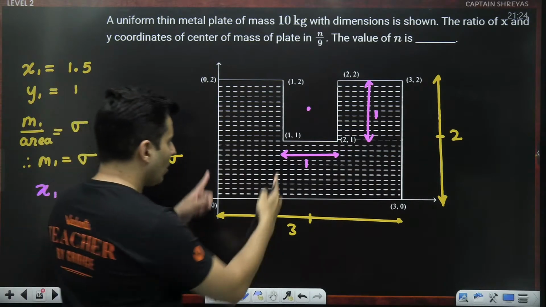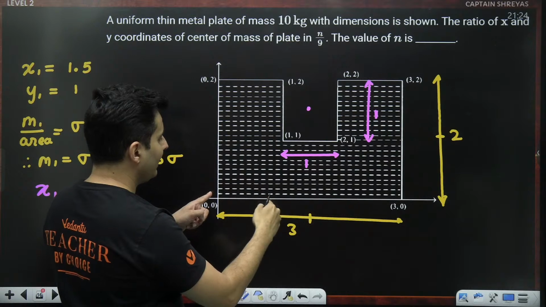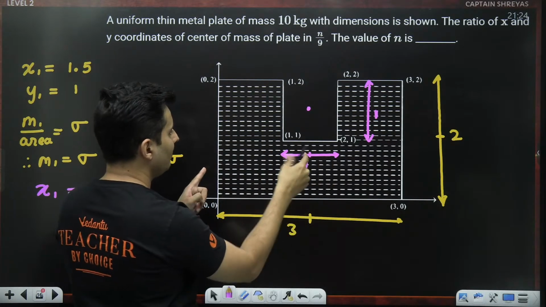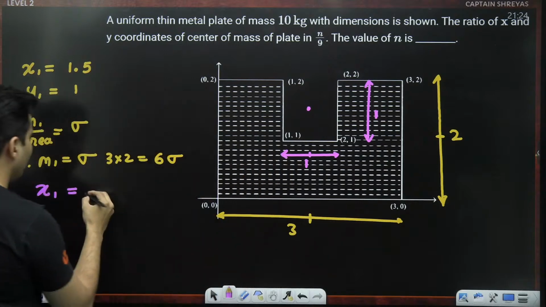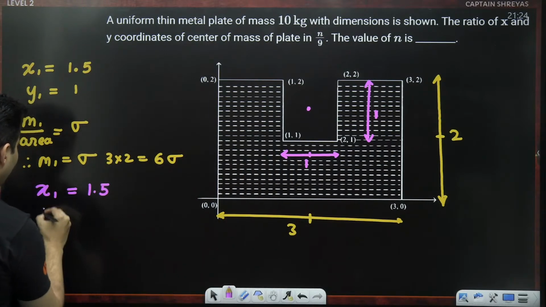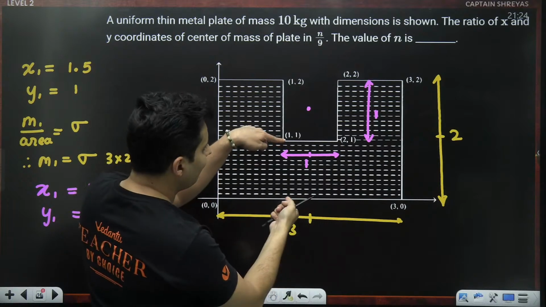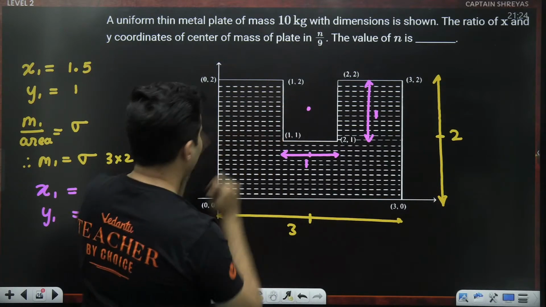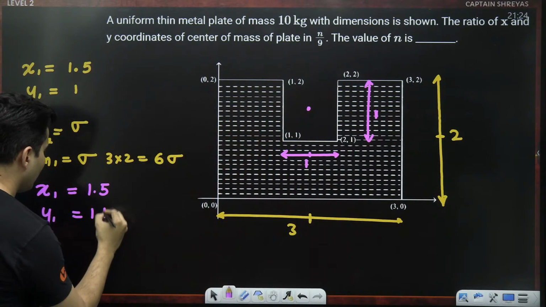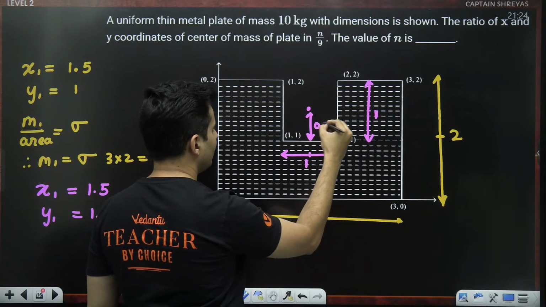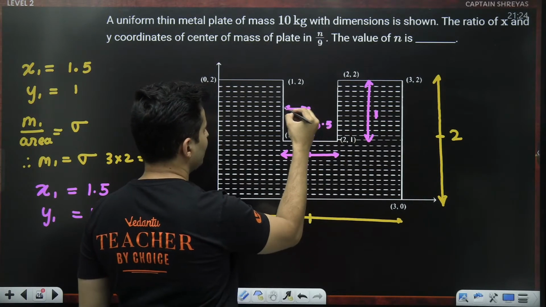Mind it, already one coordinate, 1 unit is gone here, plus this 0.5 exactly in between. So x1 will be 1.5. y1, check this out guys, already 1 unit is gone over here, plus that 0.5. So it is again 1.5. Because remember, the center of mass will be exactly here. This is 0.5. Even this is 0.5.